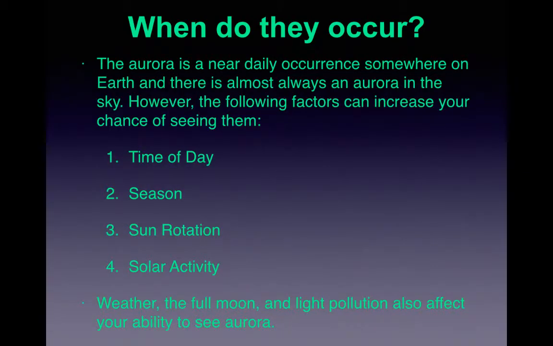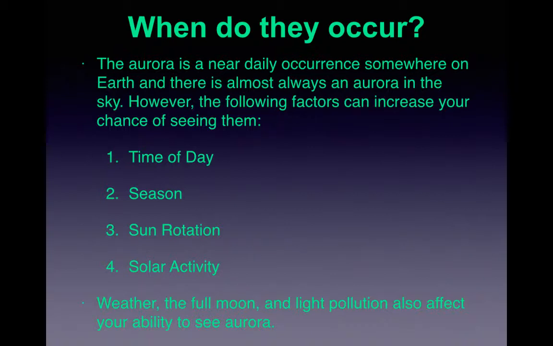The following factors can increase your chance of seeing them. Time of day. Because the intensity of the light in an aurora is low, it can only be seen at night. Season. In the northern hemisphere, the best time to view an aurora is during the winter. At latitudes where auroras are most common, in the most polar regions, the weather tends to be clear during the middle of the night.